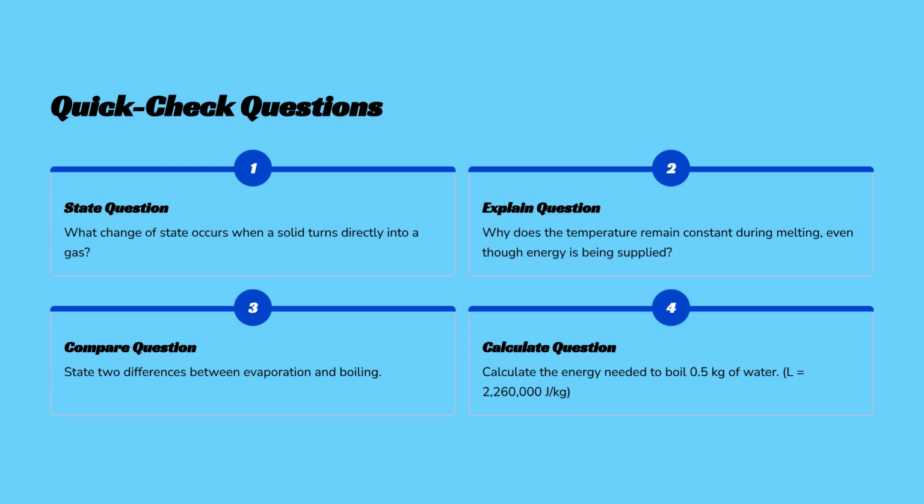Test your knowledge with these quick questions. What is the solid to gas transition called? Why is temperature constant during melting? Can you name 2 differences between evaporation and boiling? And finally, how would you calculate the energy needed to boil water, given its mass and latent heat?